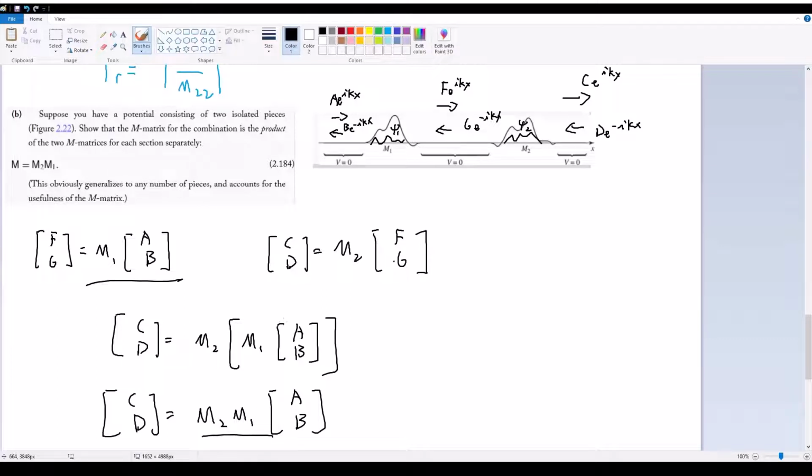The combined transfer matrix from going all the way to the left to all the way to the right is now just the product of M2 and M1. And with that, we have finished this part of the problem.